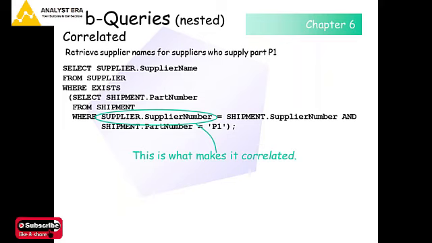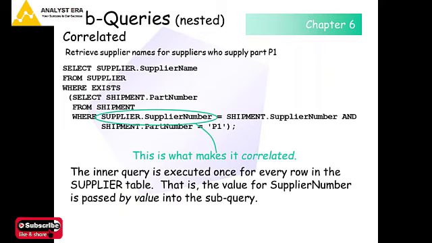The inner query is executed once for every row in the supplier table, that is, the parent query. That is the value of supplier number passed to the subquery. That is this supplier number.